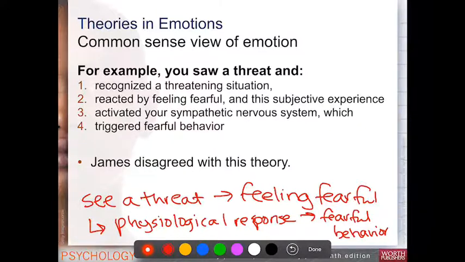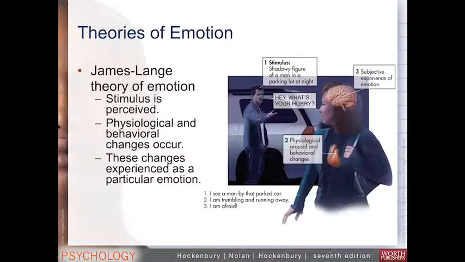What's going on here? And so there is some evidence, neurologically speaking, that the order is a little bit different than the common sense view, that our autonomic system and the physical arousal actually occurs before the emotion is felt. And so there is some neurological evidence for this, and we won't go into all the details, but I just want to let you know that we do have some evidence for this.